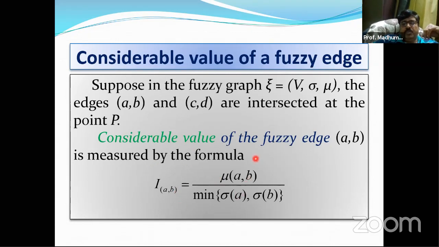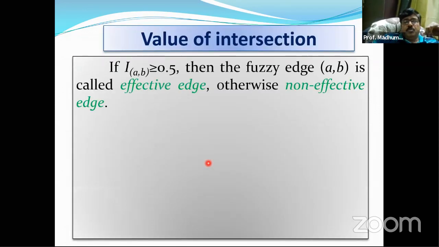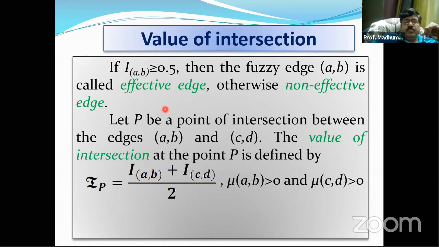Okay, if mu AB equals 0, that means it is crowdless, then for this case IAB equals 0. That means the considerable value is 0. That means that particular edge is not considerable. That edge has no meaning in the graph. Okay. So based on this value, we define some parameters.